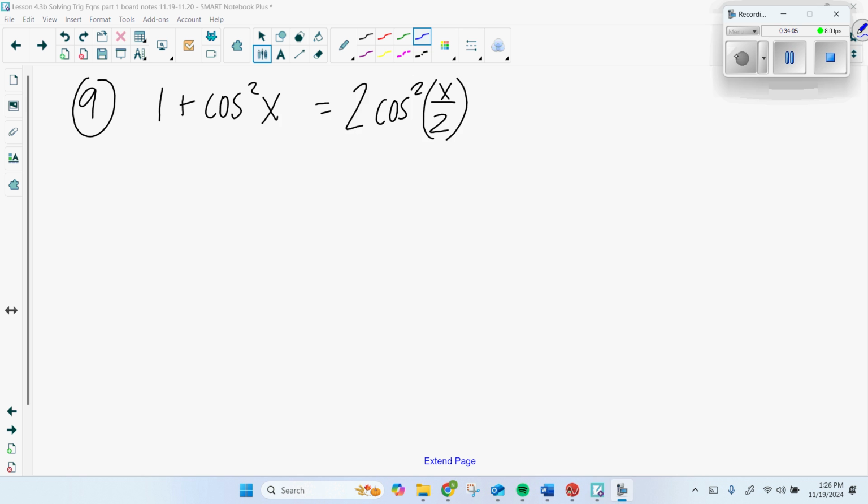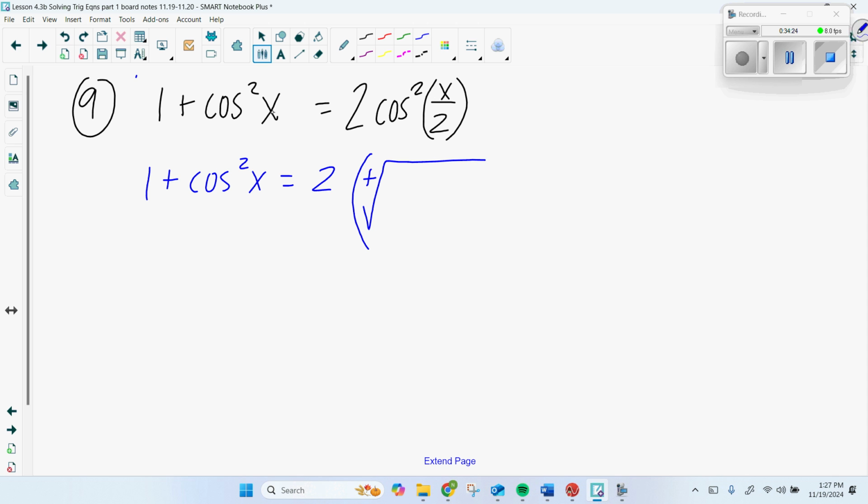Honestly, I feel like this is as complicated as it can get. This is the most intense these problems can be, which is not that bad. So let's see. I'm going to replace this with the half angle. It's technically plus or minus, but because I'm going to square it, that's going to go away, because when you square a positive, it gives you a positive, and when you square a negative, it gives you a positive. So the plus or minus is going to go away.